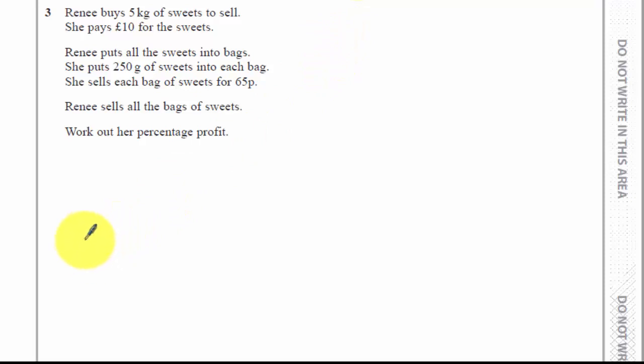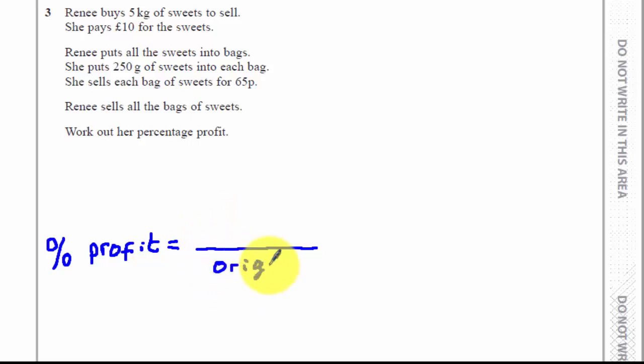Okay, one of the things that's key for this question is that you know the formula for percentage profit. There are other ways of working this question out, but knowing this method will make this question far more accessible. Now, percentage profit is the difference divided by the original. So we're going to have the original cost, and we're going to work out the difference between that original cost and her profit, and then times it by 100 to make it into a percentage.